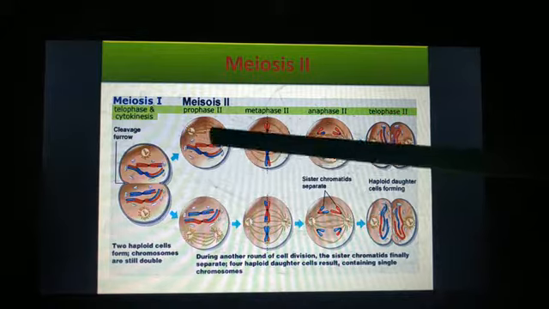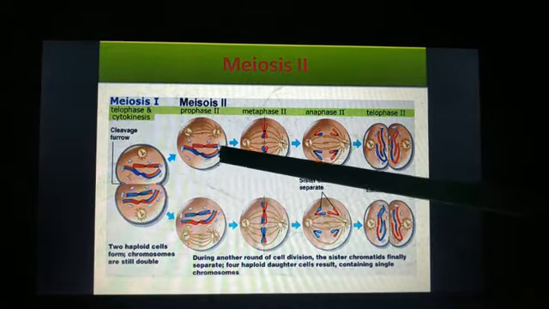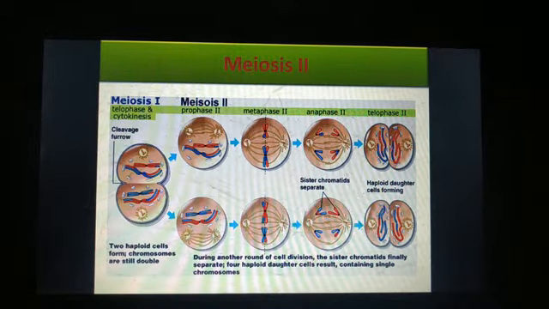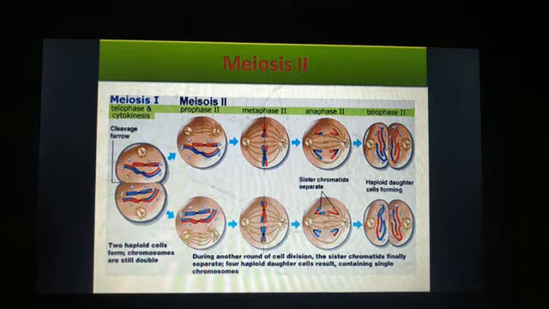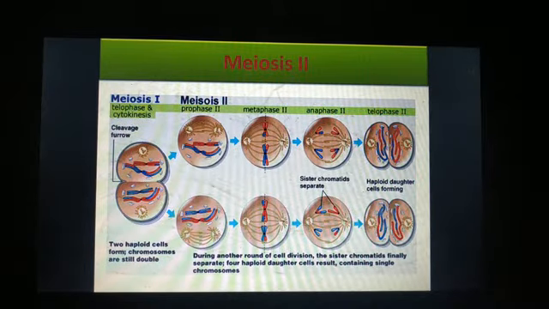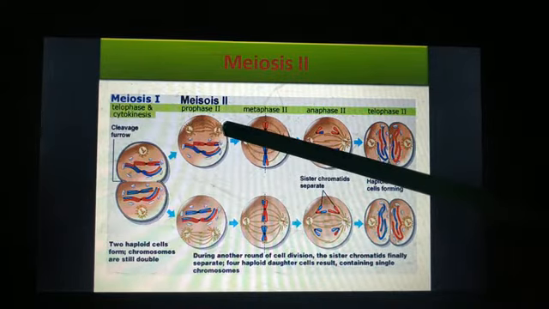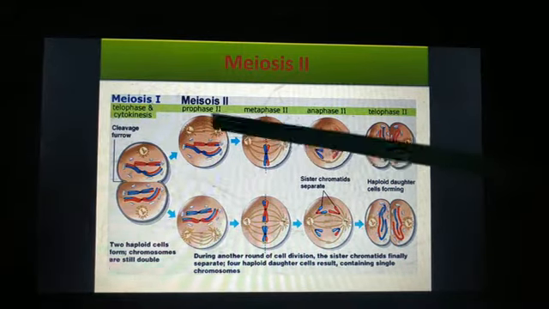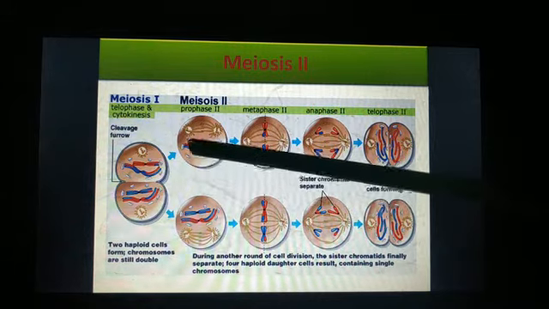They will undergo meiosis 2. Here, the first phase, that is prophase 2, will occur. In prophase 2, the nuclear membrane and the nucleolus will disappear. Centrioles will start moving towards the opposite poles, and the chromatin material will condense to form chromosomes.